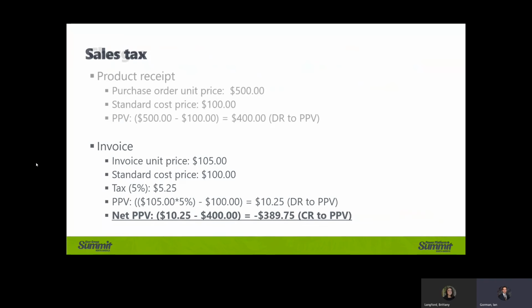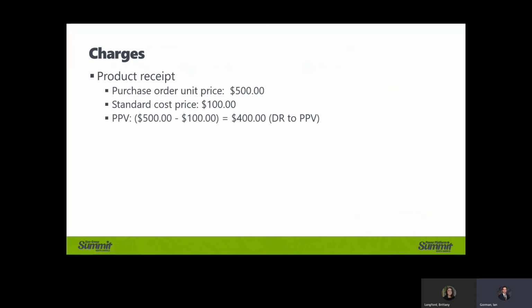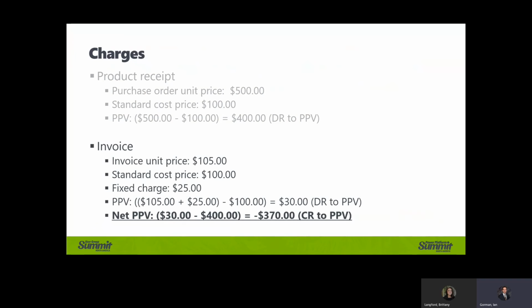Moving forward to the next example, which is charges. The same situation plays out. Our product receipt is unaffected. We're still ending up with a debit of $400 to PPV. But at the invoice level is when we see the fixed charge being applied. So we're following a very similar process here.